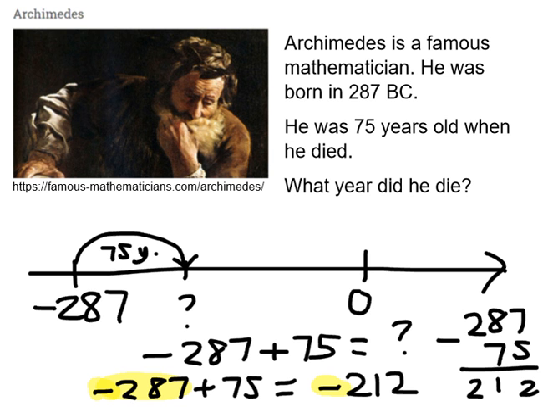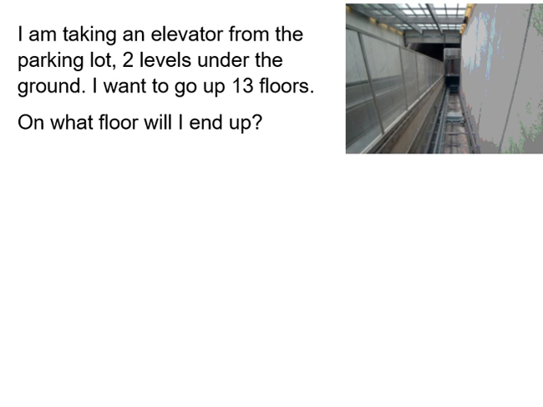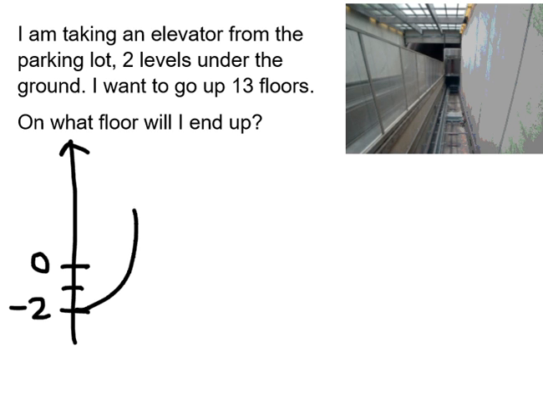Let's look at a different type of problem. If you're taking an elevator from the parking lot, which is 2 levels under the ground, and you want to go up 13 floors, on what floor will you end up? For this one I'm going to use a number line, but more a vertical number line. Imagine this is the ground level, and the parking lot is 2 under the ground level. So it's here at negative 2, and you want to go up 13 floors. Where will you end up?